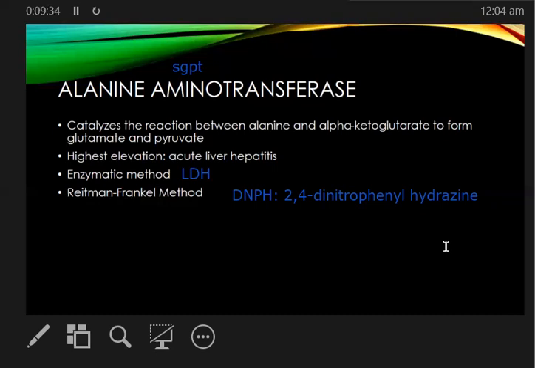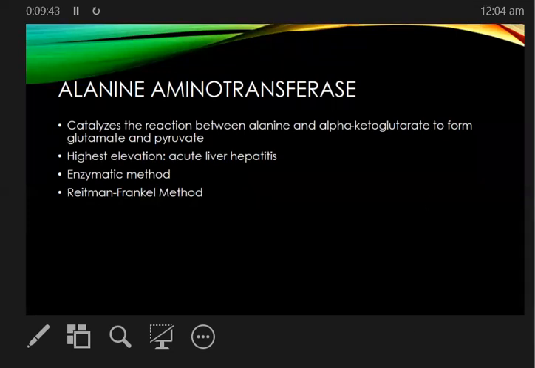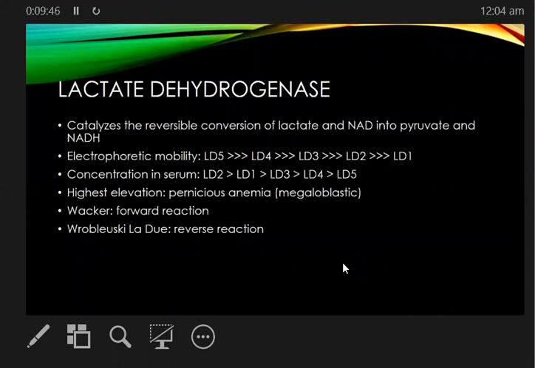Let us move on to the next one, lactate dehydrogenase. Sometimes the question on lactate dehydrogenase is just simple, like this recall question from the board exam: what is the most cardiac specific LDH? Take note also that your LDH has how many isoenzymes? It has 5 isoenzymes: LD1, LD2, LD3, LD4, and LD5.